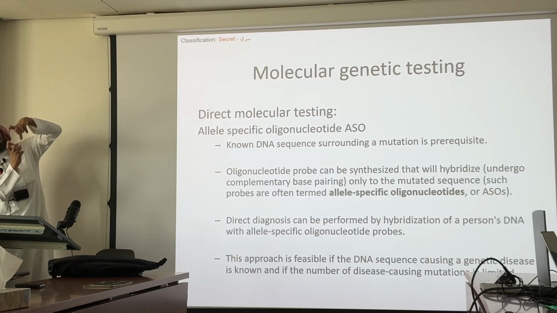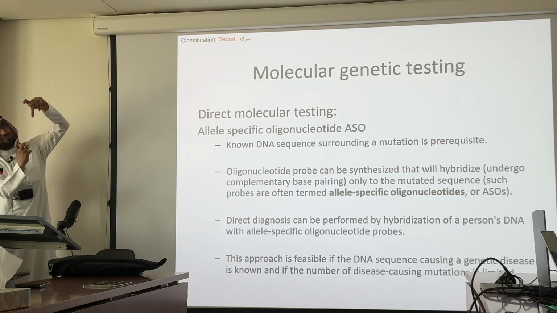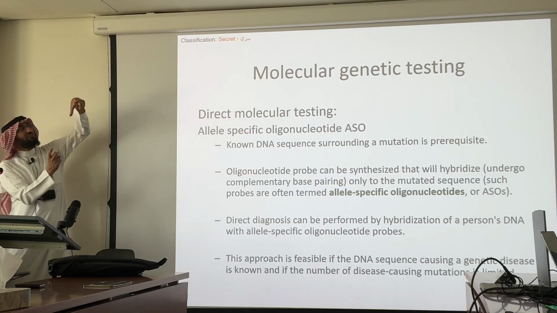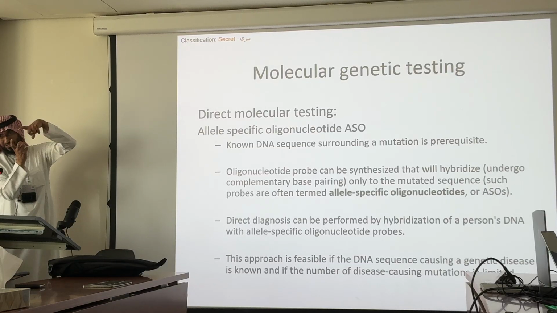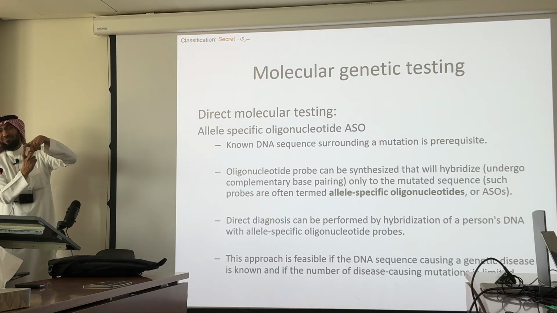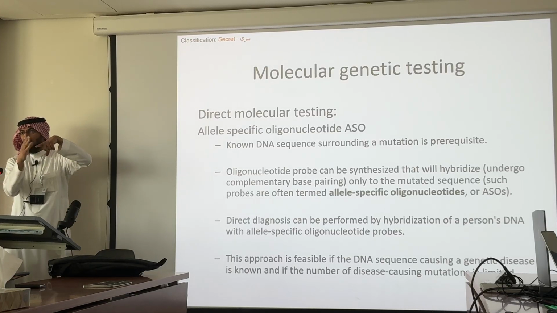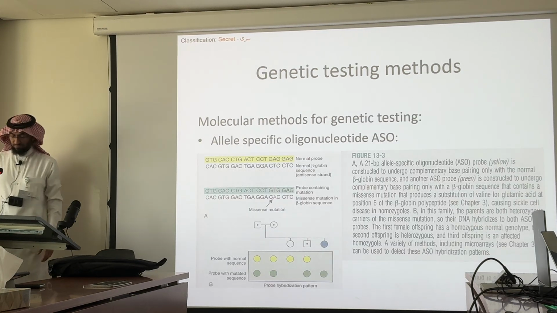Oligonucleotide will hybridize to the mutated area. If there's a mutation, this will hybridize to it. And you manufacture another 15 to 20 base oligonucleotide sequence that will hybridize to the normal copy. And you paint the one for normal, and you paint the one for mutated. And this is the example.